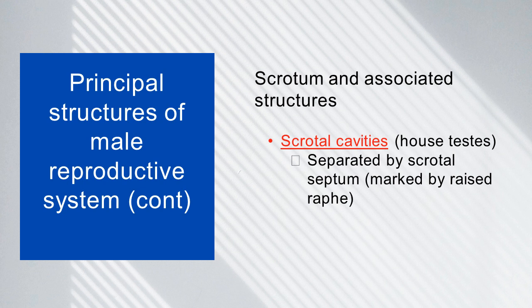Okay, let's start from the scrotum. A scrotum is the house for the testes. When I say testes with an E, it is plural, but when it is testis with an I, it is singular. So there is a scrotal cavity inside the scrotum, which houses the testis. And the scrotal cavities are separated by the scrotal septum, which is marked by the raphe.